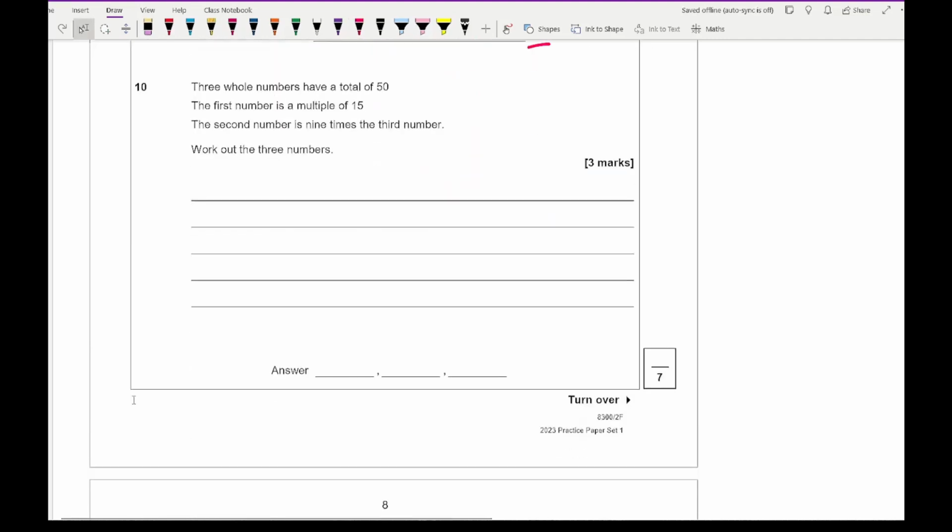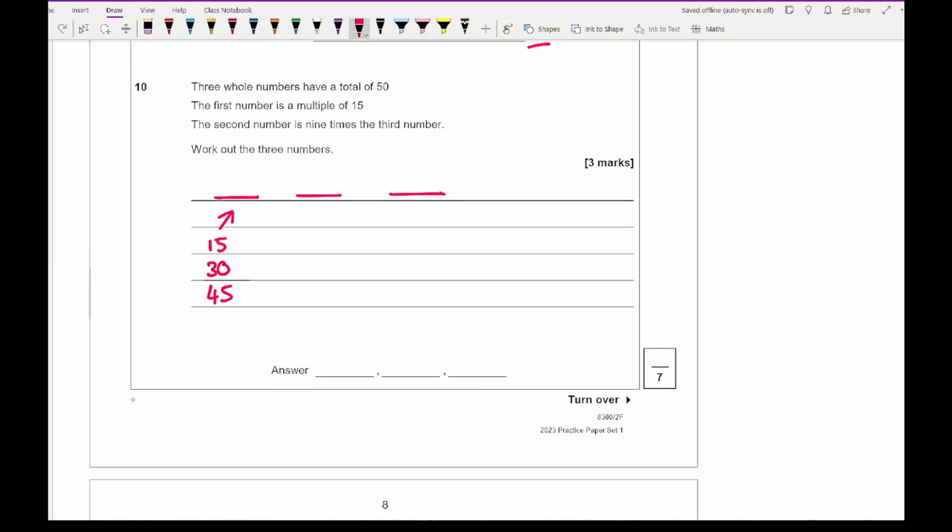0.343. For question 10 it says three whole numbers have a total of 50. The first number is a multiple of 15 and the second number is 9 times the third number. Work out the three numbers. So here we've got three numbers. So looking at this, the first number has got to be a multiple of 15. So it can either be 15, it can be 30 or it can be 45.